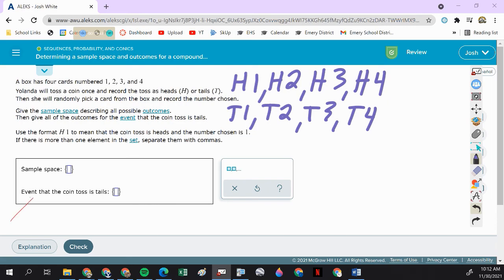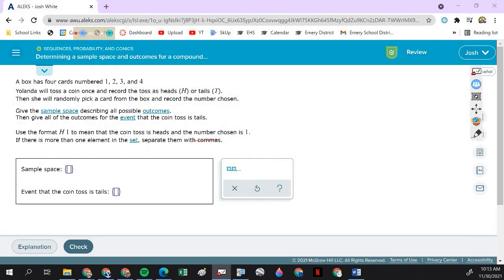So what are all possible events where the coin comes up as a T? It would be T1, T2, T3, and T4. So sample space is all of them. Those are all possible outcomes. And then the next question is just saying, what are all possible outcomes if you know that the coin was tails?